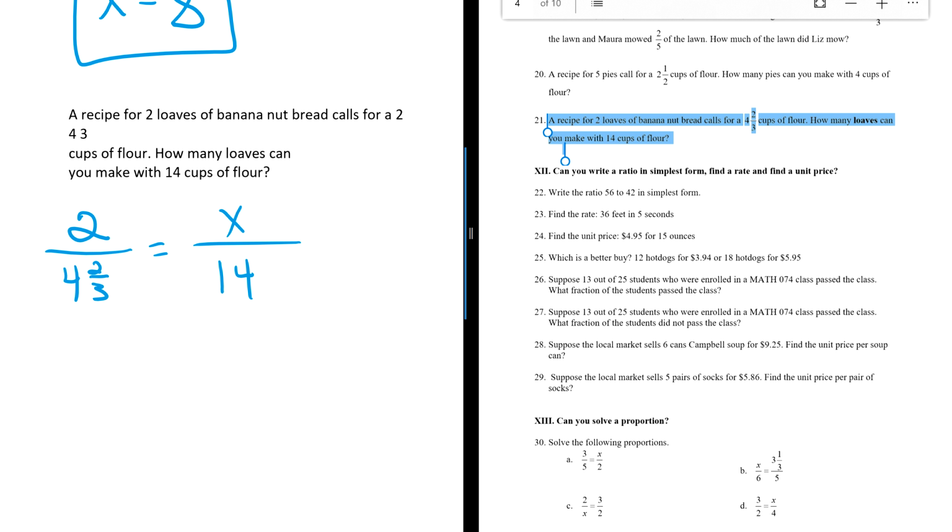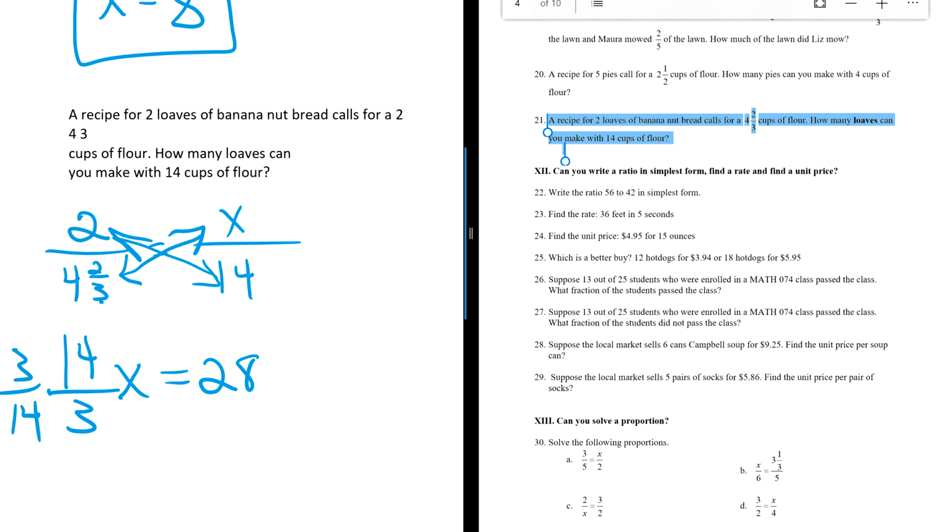All right, we'll cross multiply again. So again, this is 4 times 3 is 12, plus 2 is 14 thirds times x equals 2 times 14, which is 28. And again, we're doing the reciprocal. I'm going to multiply this side by 3 over 14, and I'll multiply this side by 3 over 14, and that's over 1.